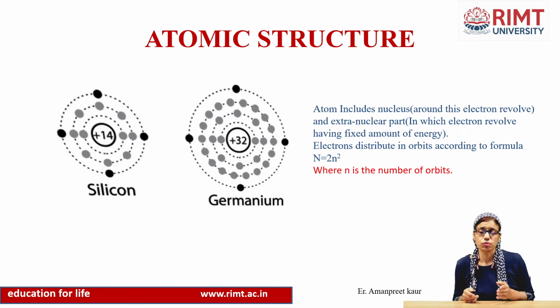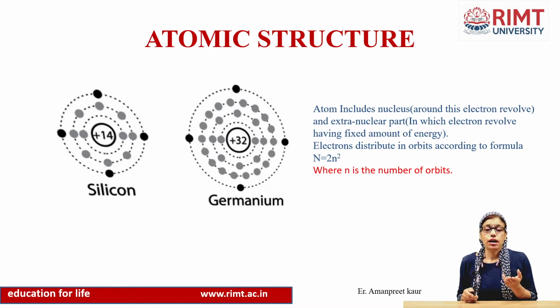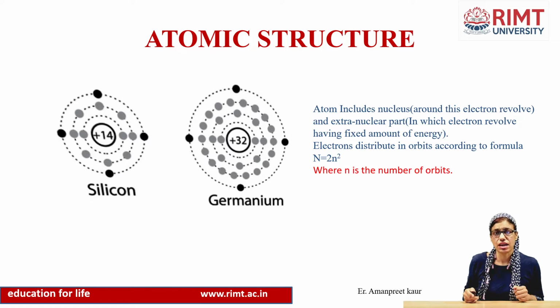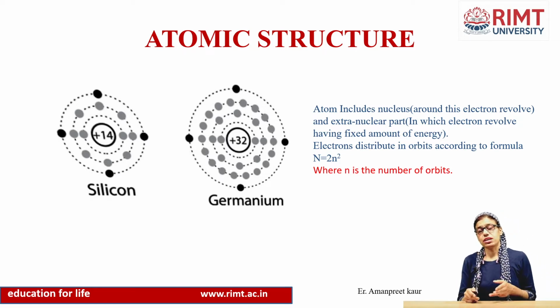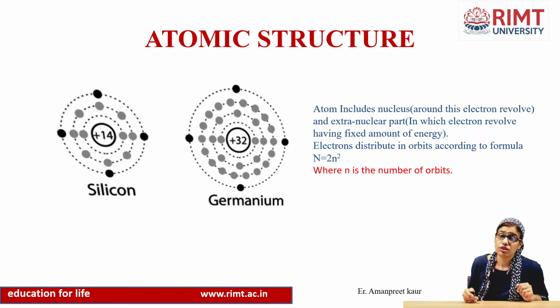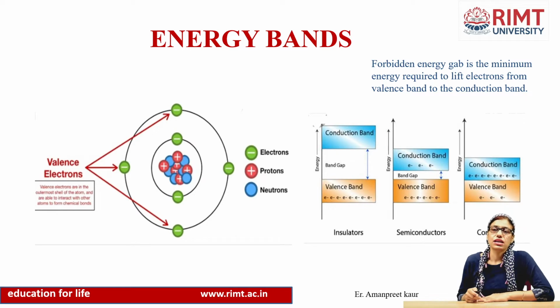Because we are studying the semiconductor diode, I take the example of silicon and germanium. Their outermost shell has 4 electrons, because they belong to the fourth group of the periodic table. These are loosely held, and the electrons present in the outermost shell are called valence electrons, which take part in conduction.